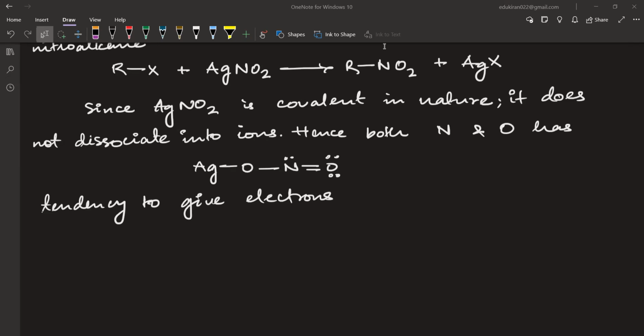So nitrogen maybe. Why will nitrogen give more electrons? When it will give electrons, why nitrogen? We know nitrogen is giving here, because nitrogen is making the bond. But why nitrogen and not oxygen? What is the difference between nitrogen and oxygen?